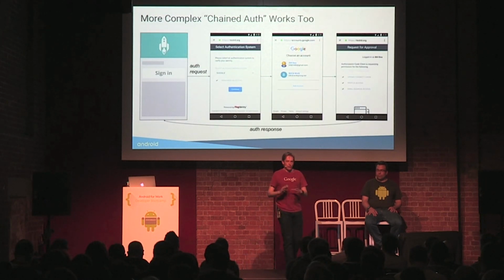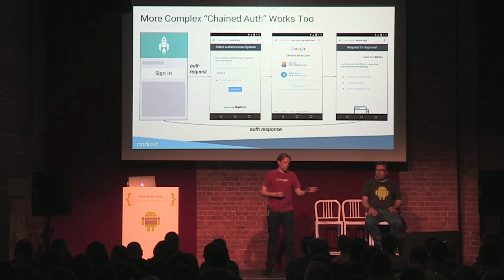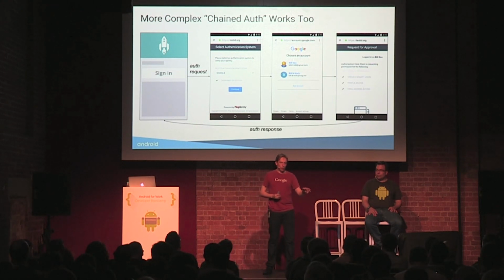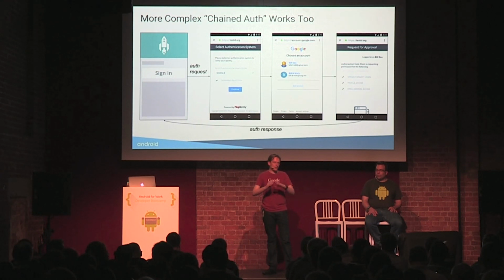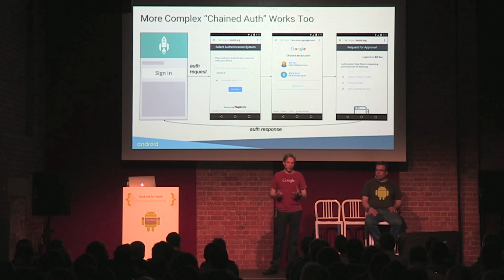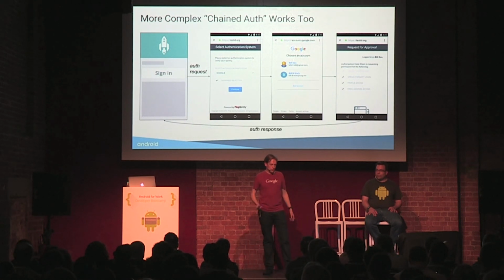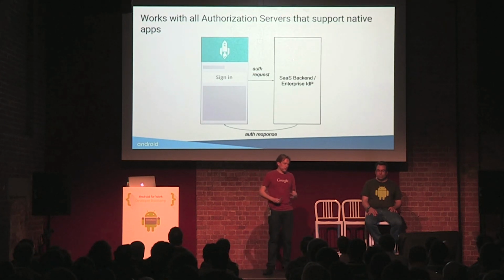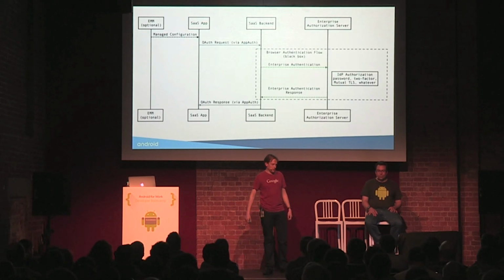And those more complex chained auth scenarios work as well. We see these quite a lot, where you have various different bits of middleware all doing their own thing. As far as the app is concerned, all it really knows is that it's talking OAuth 2. It's opening a request and it's waiting for an intent. Everything else that happens in the middle is just handled by the browser, in Chrome. So the sky's the limit on what you can do in the middle there. You can use second factor, or you can redirect anywhere you want. And this pattern works with any authorization server that supports native apps. I'll go into a little bit more detail about what that actually means in the next couple of slides.